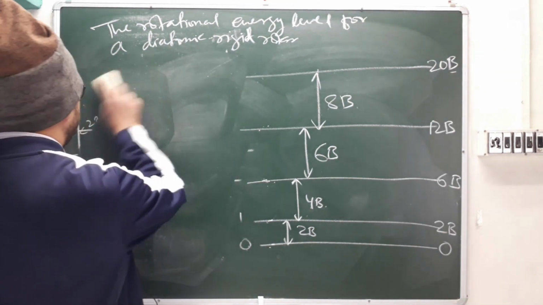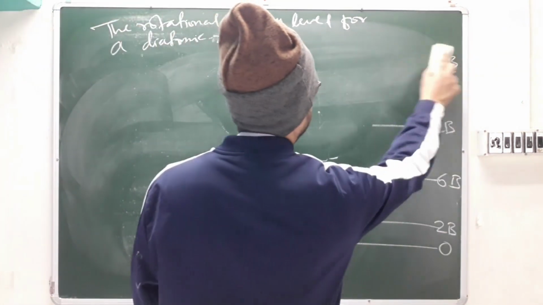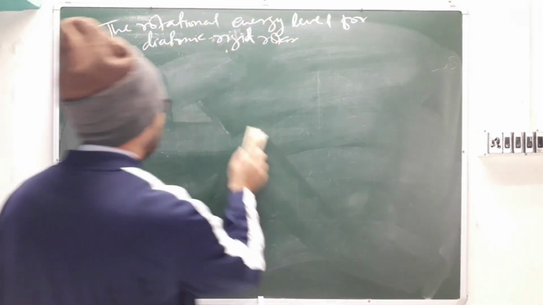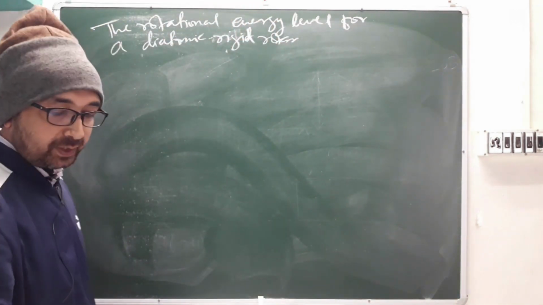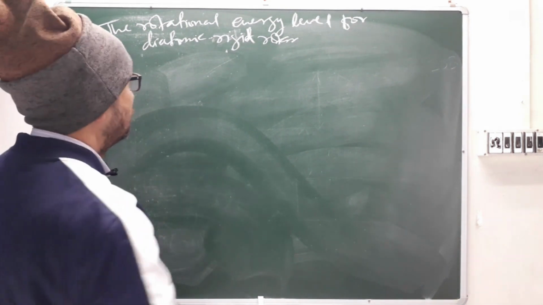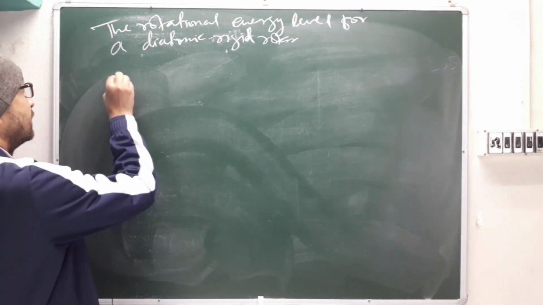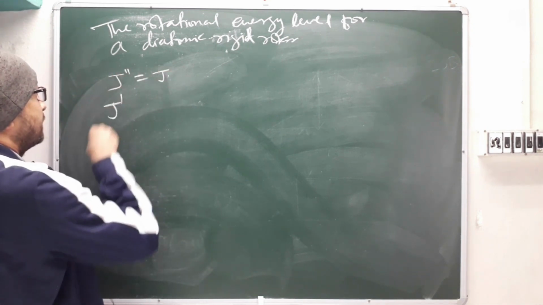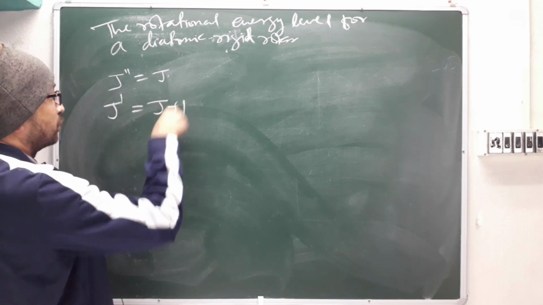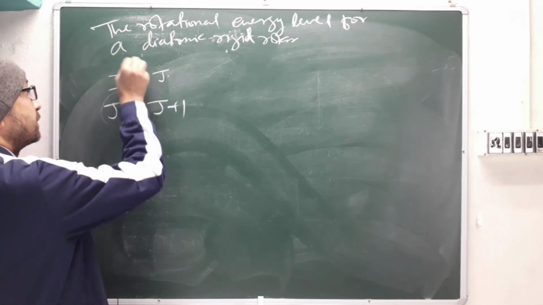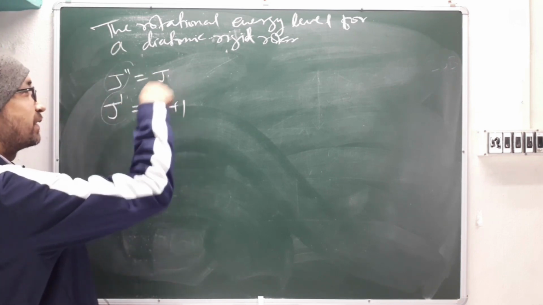Let me rub this one. In general, how are we going to find the J value for any particular number? Suppose they tell you to find it out for the 1000th level of J. So in general we can say that J double prime is J and J prime will be J plus 1, because we know that J prime is the higher energy level and J double prime is the lower energy level.